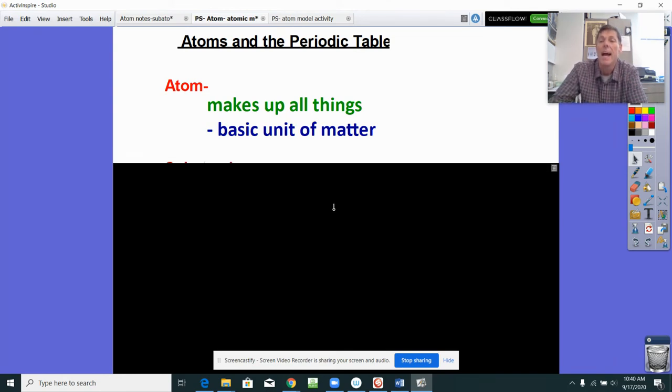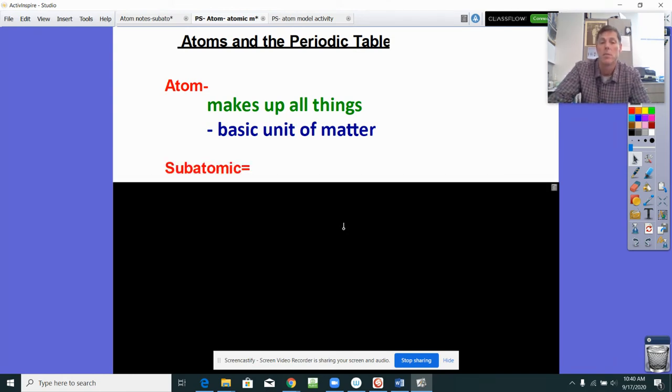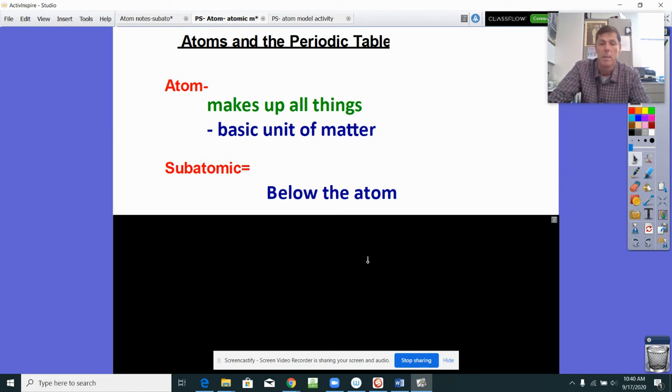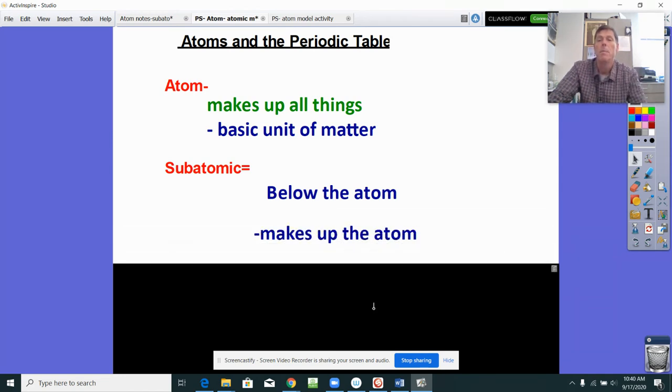Now, atoms themselves are made up of pieces. We call those subatomic particles. Sub means below. So these are things that are below the atom. They make it up. Keep in mind, they're smaller than the atom themselves. We can barely see fuzzy outlines of atoms. There's no way we can see the things that make them up, but we actually have ways to find out that they are there.